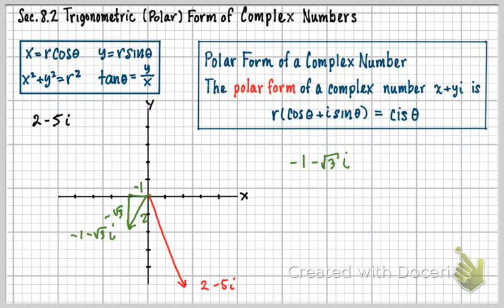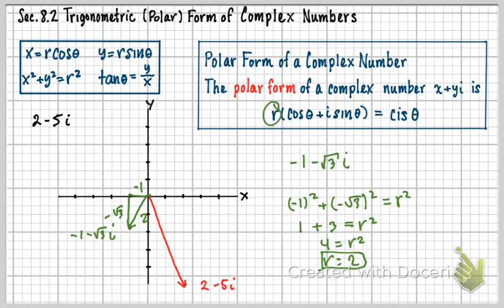But let's say we didn't know it. We can use negative 1 squared plus negative square root of 3 squared equals r squared, just plugging in my x and my y. That gives us 1 plus 3 equals r squared, so 4 equals r squared, so r equals plus or minus 2. We're just talking about a radius, so we're not going to worry about the negative and keep it positive. r equals 2. Now we have our r for our cis theta. Now we have to find our theta, and once we find that, we have everything we need.